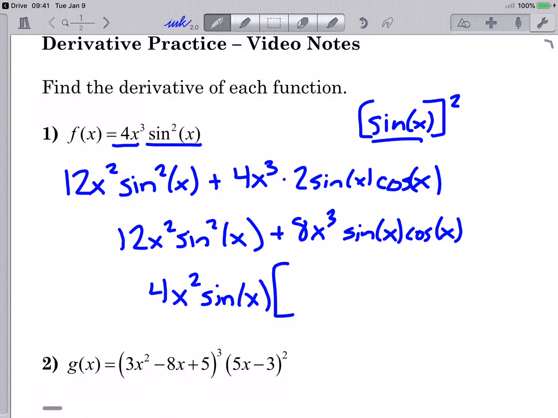Now 12 divided by 4 is 3. I still have a sine x on that first term. Go to the second term, I've got a 2x and a cosine of x. And there's my final answer, factored. If you need help on factoring, check out my little video on factoring.